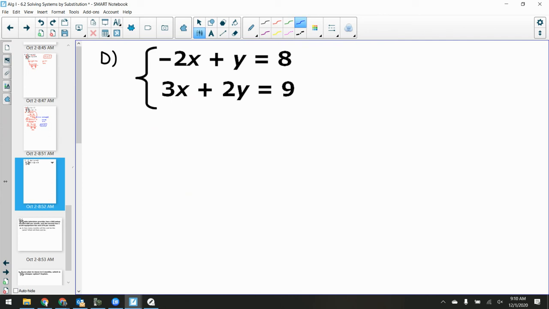Negative 2x plus y is equal to 8. 3x plus 2y is equal to 9. Somebody tell me what's the easiest variable, and in which equation is it easily solvable in? Y in the top equation. Good. Y in equation 1. So here's equation 1. Negative 2x plus y is 8.